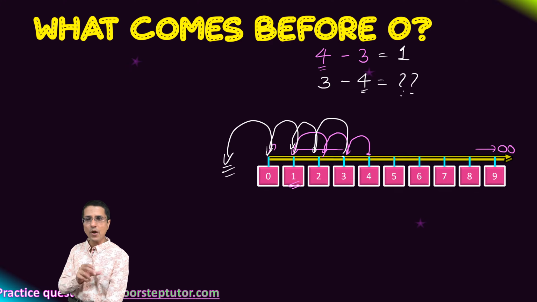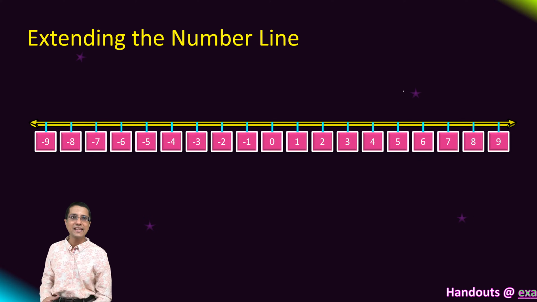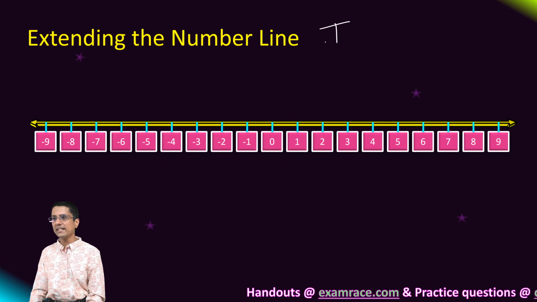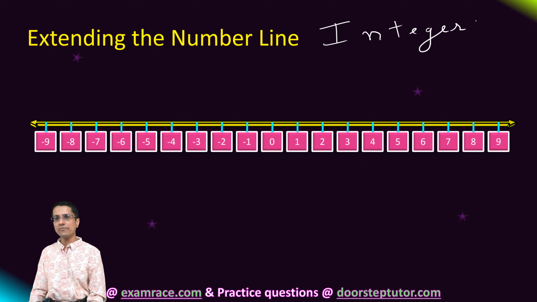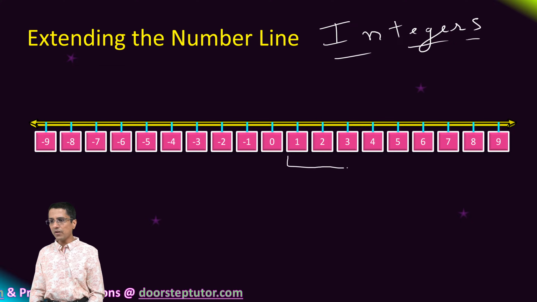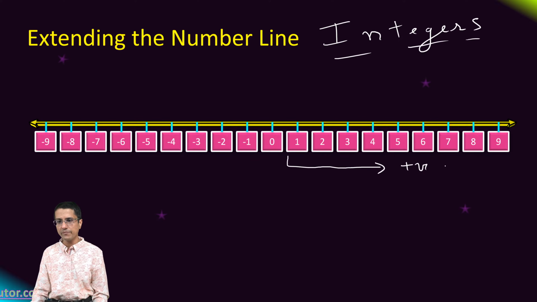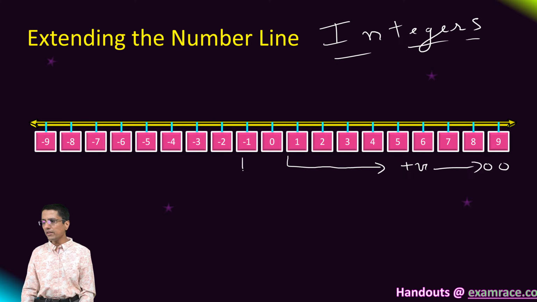This big problem is actually solved by extending the number line, and this extended number line is known as the number line of integers. So what are integers? Integers consist of 3 parts. They consist of all the positive numbers. We know that they are the natural numbers, so they are all positive, and of course they go on till infinity. They also consist of all these negative numbers.